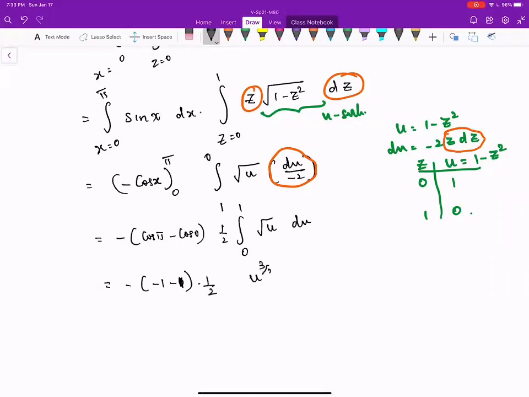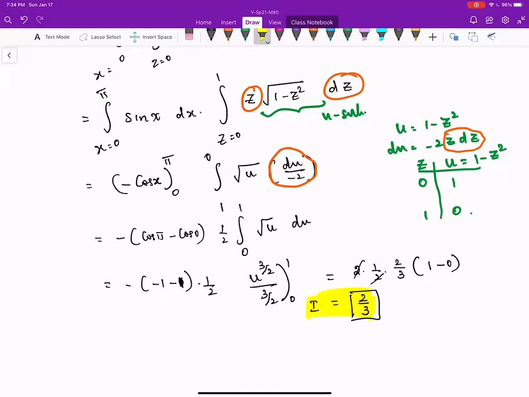Then when you integrate, it is u to the power 3/2 over 3/2 between the limits 0 and 1. So we have negative of negative 2, that is positive 2, times 1/2. Then you flip the 3 halves, that will be 2/3. Then you have 1 minus 0. So this will be just 2/3. So the value of the triple integral is equal to 2/3.